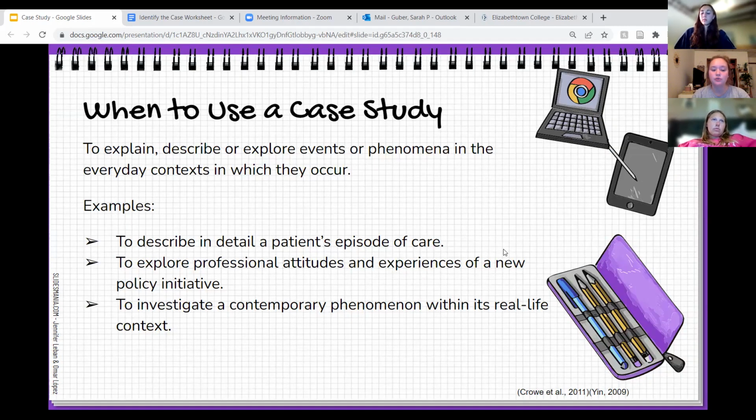So here are a few times where a case study could be really helpful. So case studies can be used to explain, describe, or explore events or phenomenons in the everyday context in which they occur. So a few examples of case studies. You can use a case study to describe in detail a patient's episode of care, to explore professional attitudes and experiences of a new policy initiative, or to investigate a contemporary phenomenon within its real-life context.